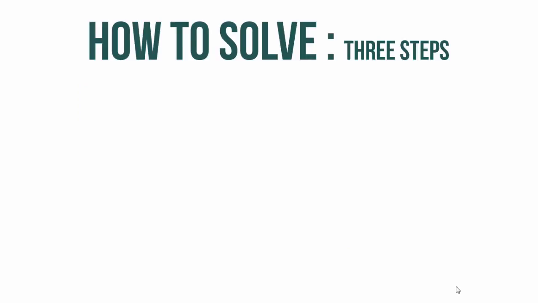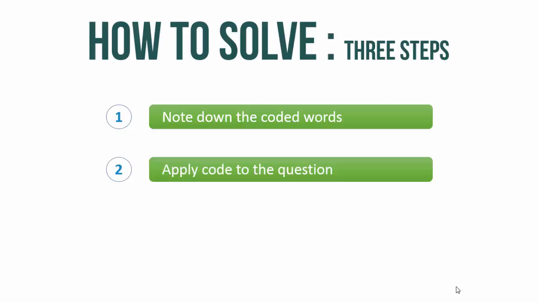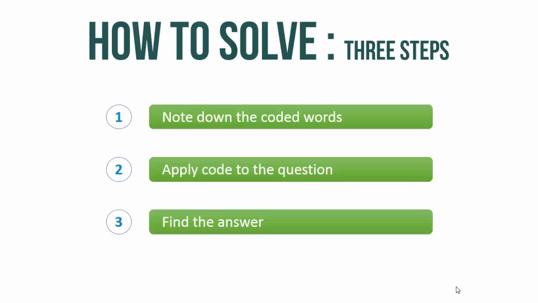We shall look at a 3-step process of how to quickly solve any coding question. The first step you should always do is to note down the coded words. Step 2 is to figure out the code and then apply the code to the question. Step 3 is to choose the correct answer.